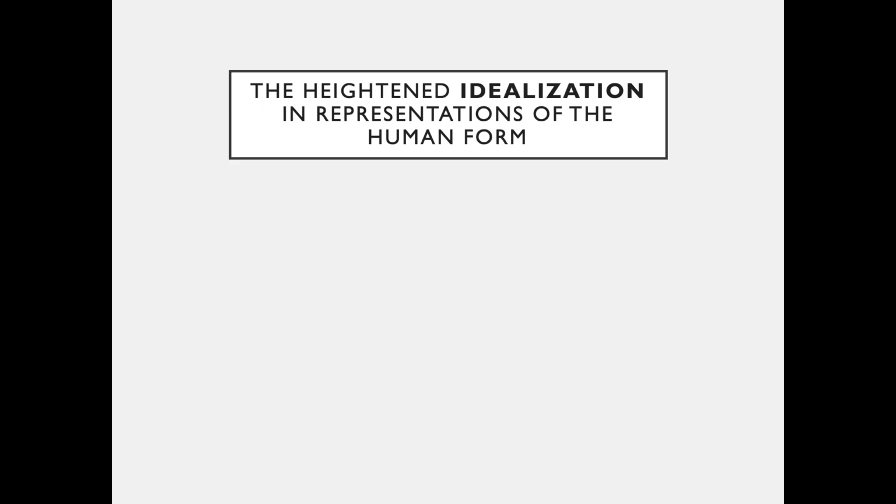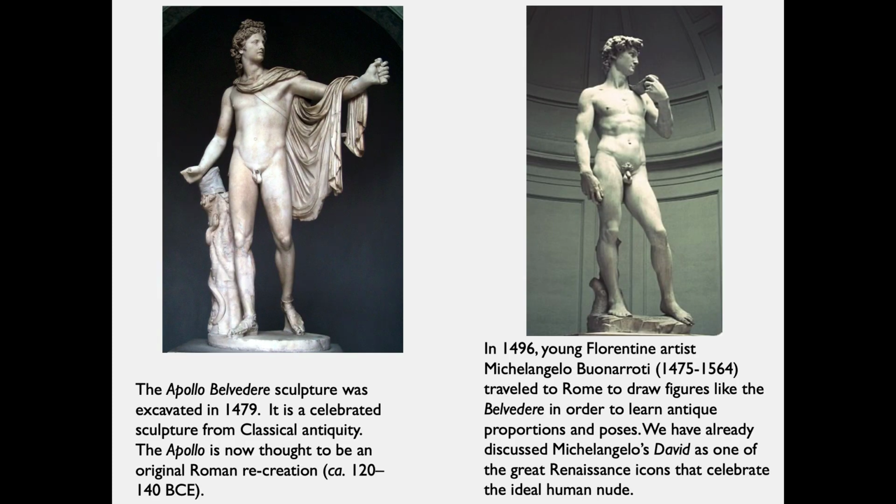The heightened idealization in representations of the human form. The Apollo Belvedere sculpture was excavated in 1479. It is a celebrated sculpture from classical antiquity. The Apollo is now thought to be an original Roman recreation from about 120 CE. In 1496, young Florentine artist Michelangelo Buonarroti traveled to Rome to draw figures like the Belvedere in order to learn antique proportions and poses. We have already discussed Michelangelo's David as one of the great Renaissance icons that celebrate the ideal human nude.